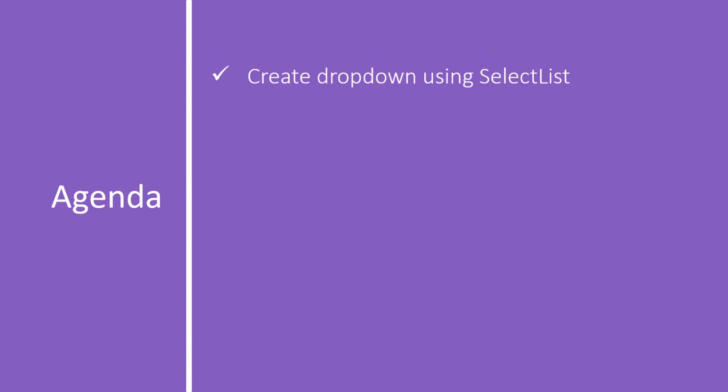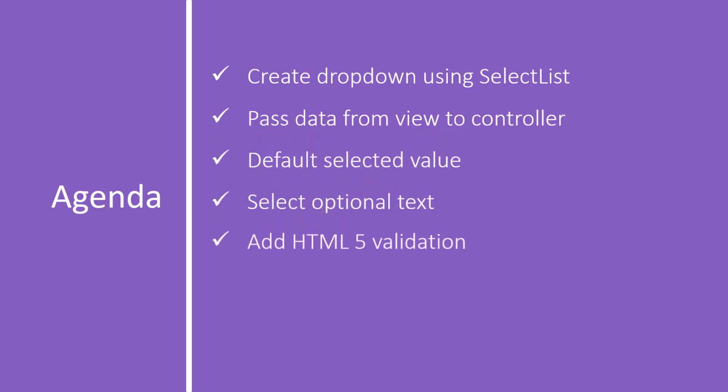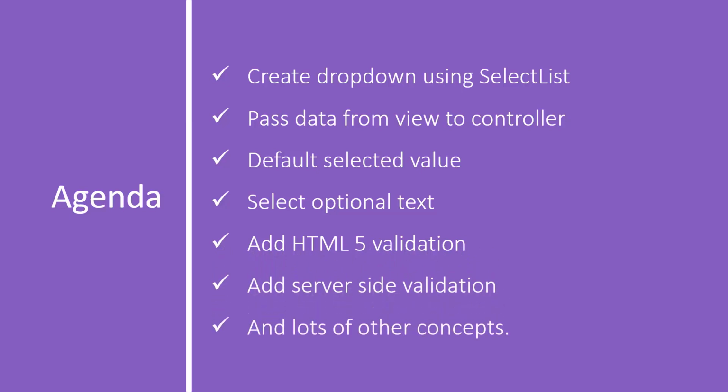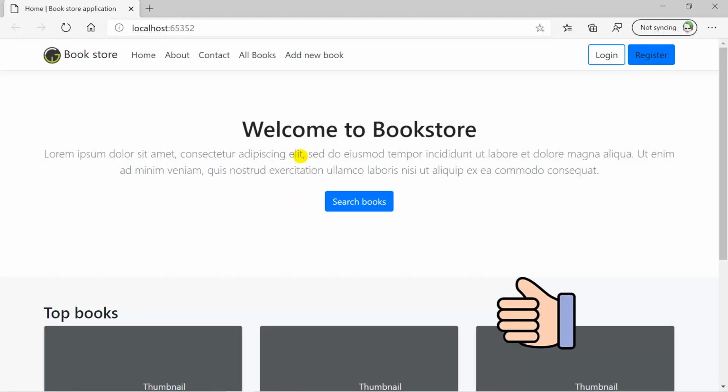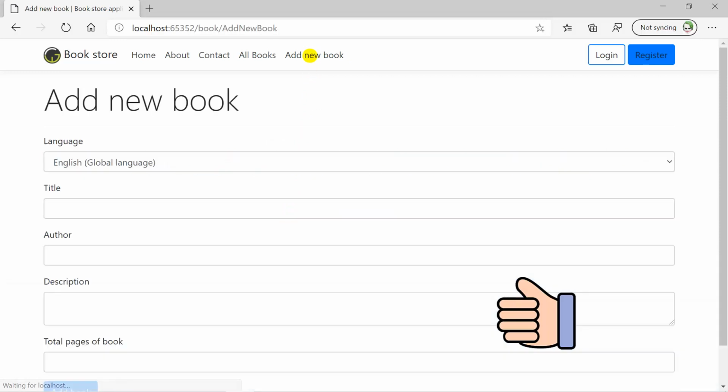Here we will create a dropdown by using select list, and all the rest of the operations that we performed in the previous video we will be doing by using select list. Let's open Visual Studio now. Here again we are back to our bookstore web application. Let's run this application by pressing Ctrl F5. To add a new book we can click on this add new book link.